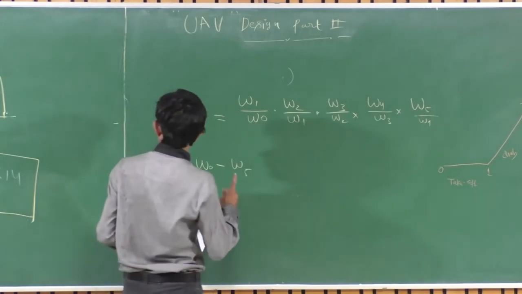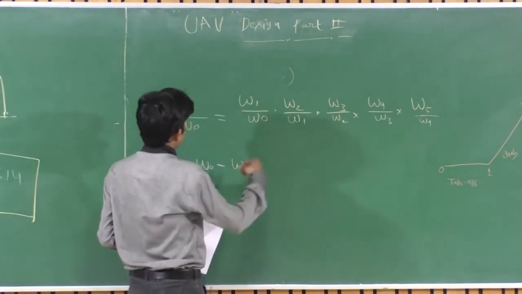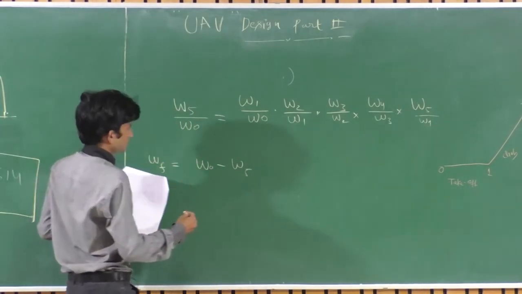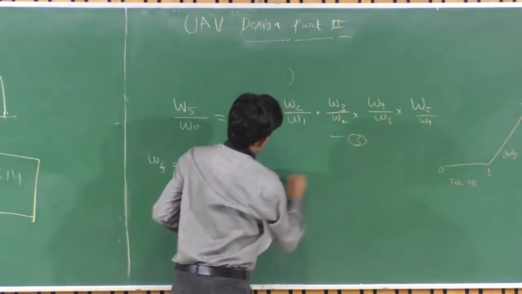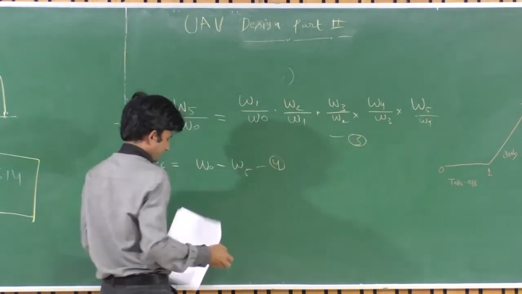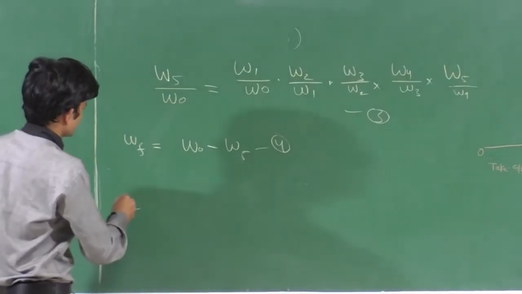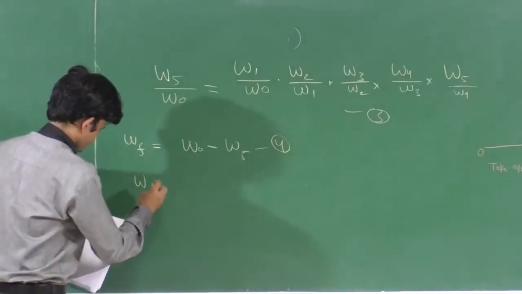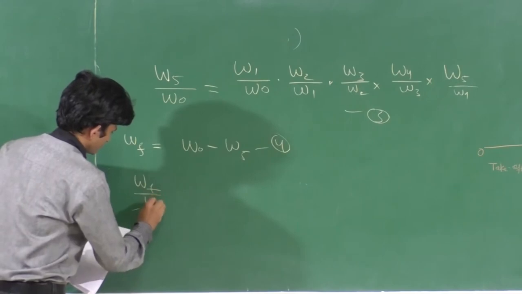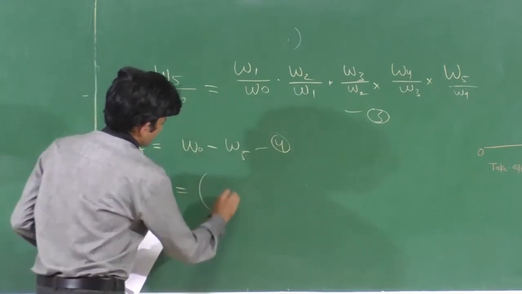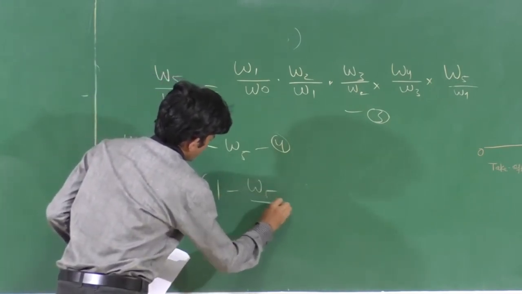Earlier we made it question 1 or 2, na? So you just make this 3 and 4, okay? You just do some simple mathematical manipulation. You will get WF by W0. Just divide by W0. You will get 1 minus W5 by W0.